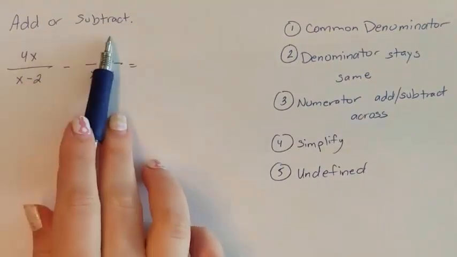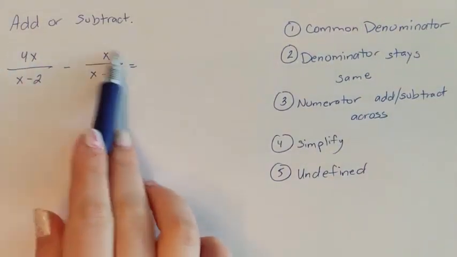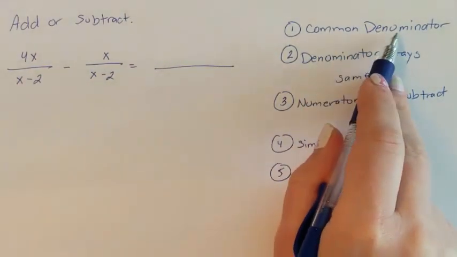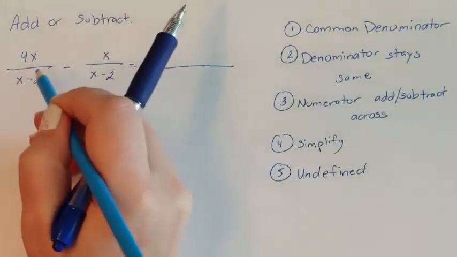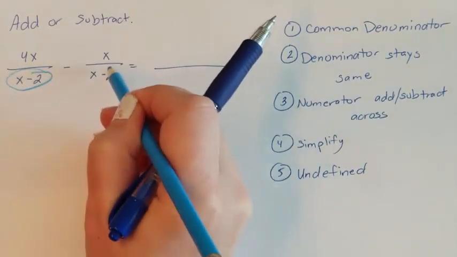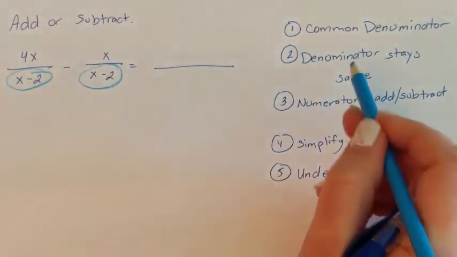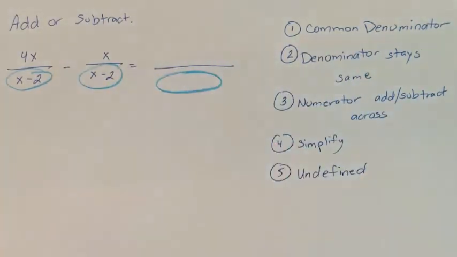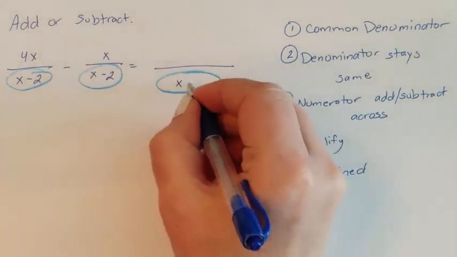So now we are adding or subtracting. I have a fraction minus a fraction, so I know my final answer is going to be some kind of fraction. I need to first check to see if I have a common denominator. This denominator said x minus 2. This denominator also said x minus 2. The denominators are supposed to stay the same. So since they're both x minus 2, my denominator is going to be x minus 2.